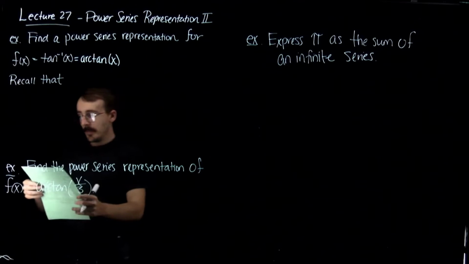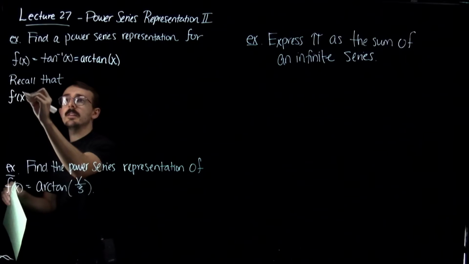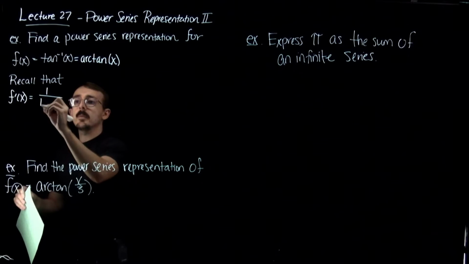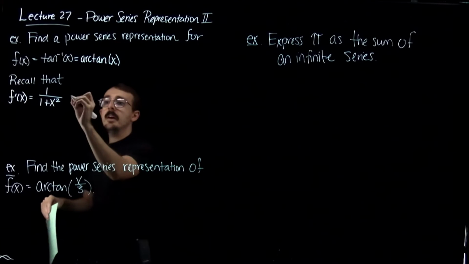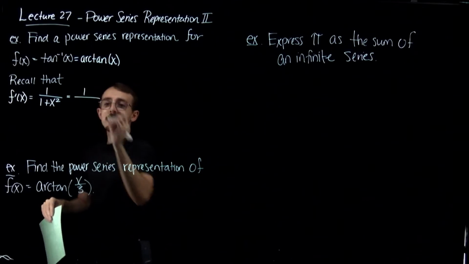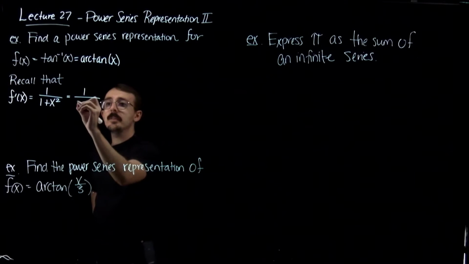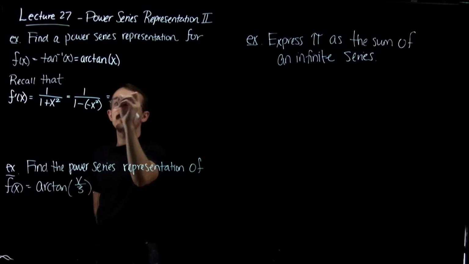So we're going to recall that f prime of x, the derivative of arctangent of x, is 1 over 1 plus x squared. So that is a rule from Calculus 1. Then I'm going to start manipulating this so that I can use my geometric series from the last video. So this is 1 over 1 minus a minus x squared.